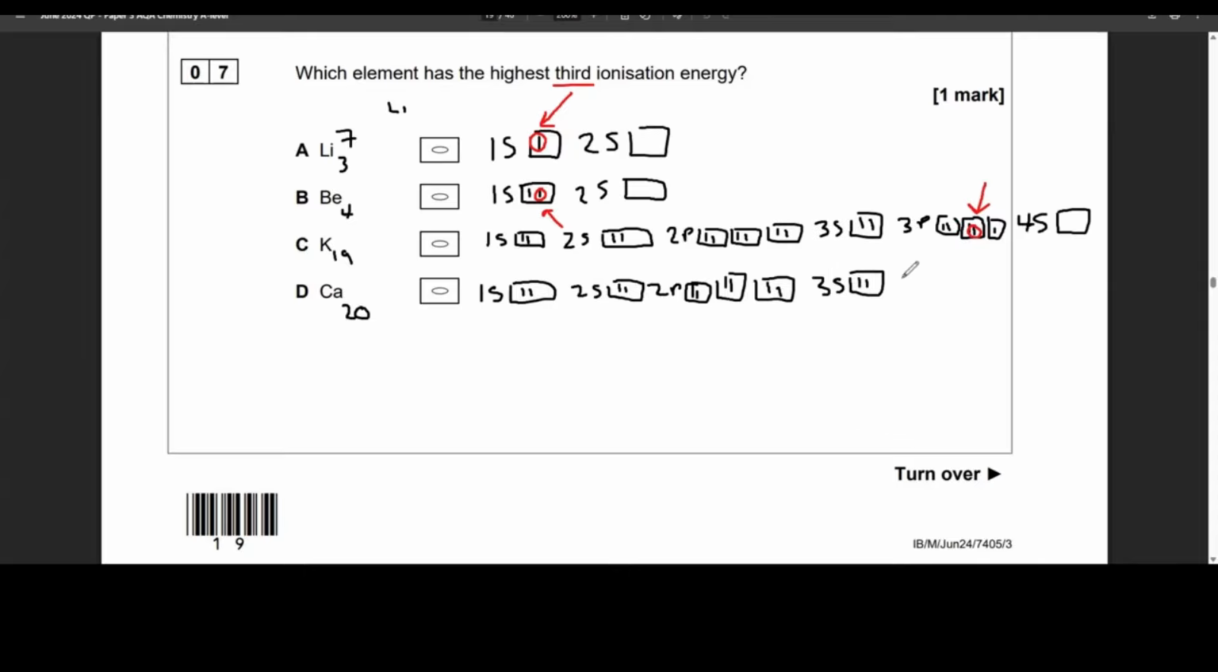Calcium, let's check out the old calcium. Calcium is going to be 4s2. So 3p6, 4s2. So we're going to remove both the 4s electrons. Now I'm trying to break into another completely filled energy level, a brand new energy level, and a totally filled subshell. So it's really between beryllium and calcium. They're going to be the ones that have the highest third ionization energy.